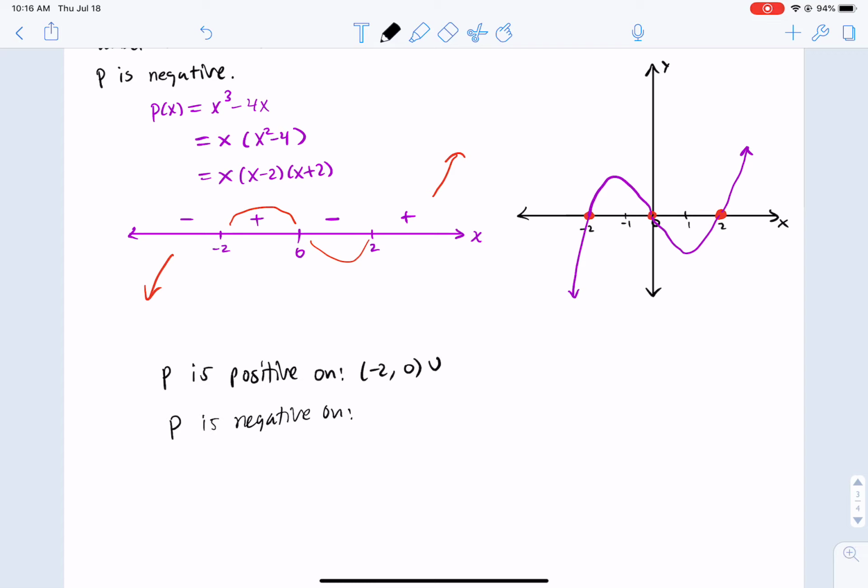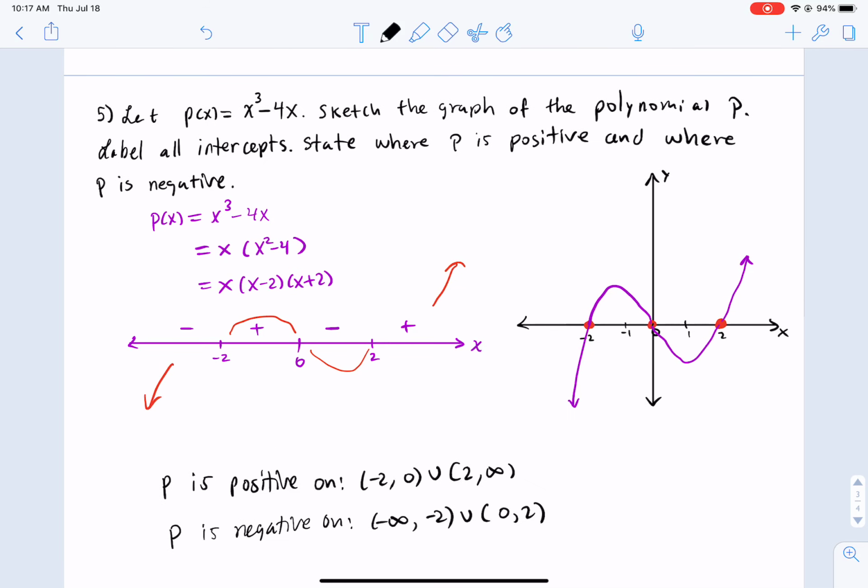Perfect. Yeah. There you go. And that's negative infinity to union from. And that's good. So let's see if we missed anything. They ask us to sketch the graph of the polynomial p and label all intercepts. So maybe that's what we could do now.